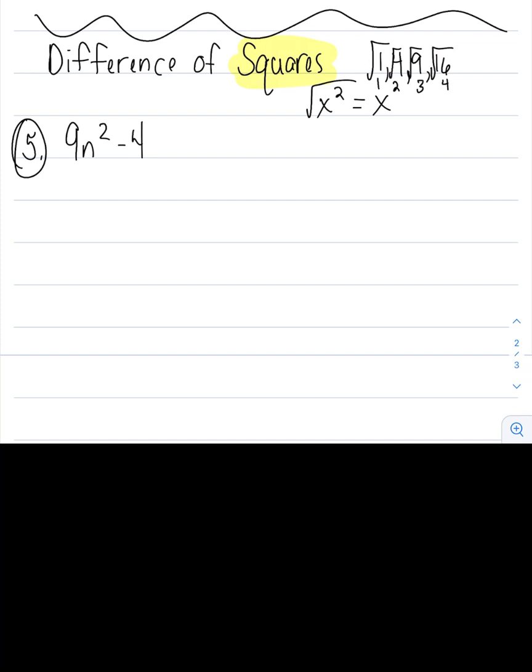Now let me show you how that's going to help us in factoring. Look at this polynomial. Watch this. If I take the square root of each of these terms, something's going to happen. The square root of 9 is 3. The square root of n squared is n. The square root of 4 is 2. Now watch this. I'm going to say 3n plus 2 times 3n minus 2 are my factors.